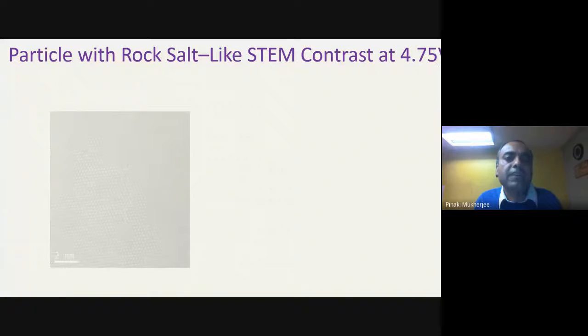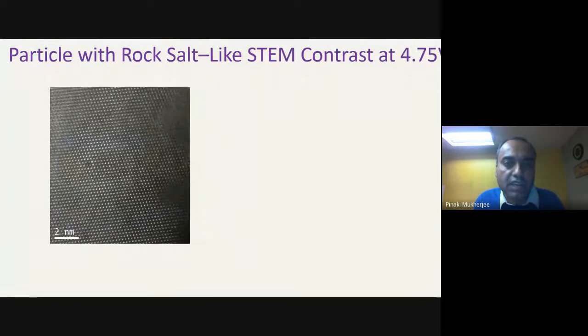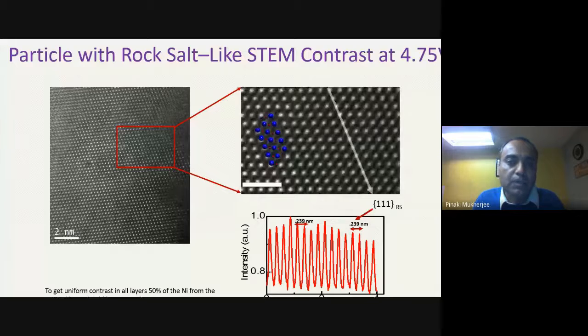And then we have found an extended phase, which people term a rock salt, which is crystallographically a rock salt phase, but we have determined from the valence that it is more like a spinel structure.